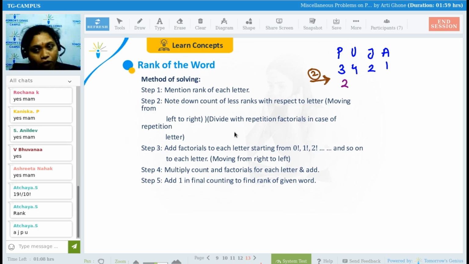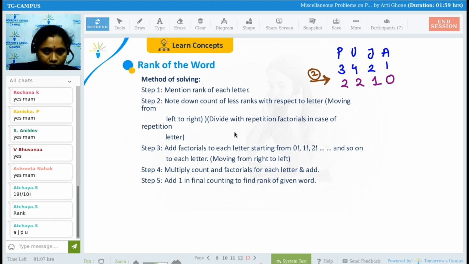How many numbers from 4 onwards are less than 4? 2. How many numbers from 2 onwards are less than 2? That is 1. How many numbers from 1 onwards? That is 0. Clear? Step 2 is clear, which is marked with the purple. You are noting down the lesser numbers in the direction left to right, and we'll see the repetition case later on. But this is clear with a plain word which does not have any letter repeated.